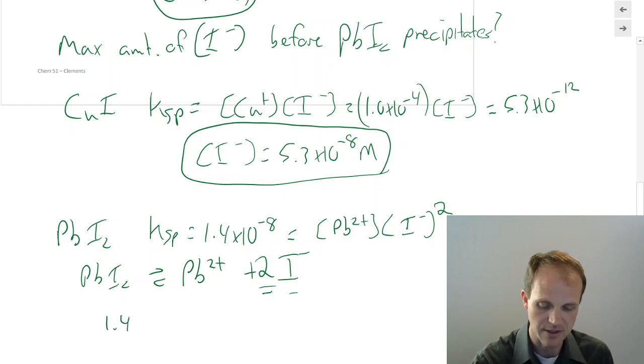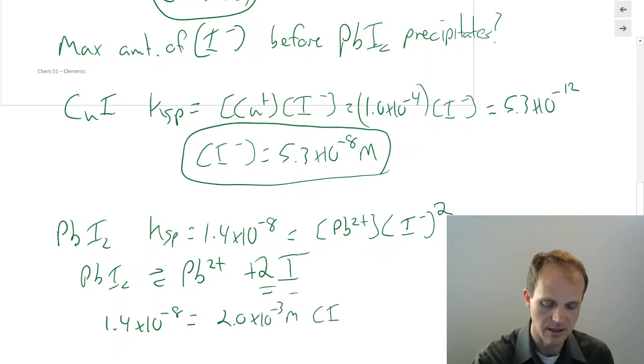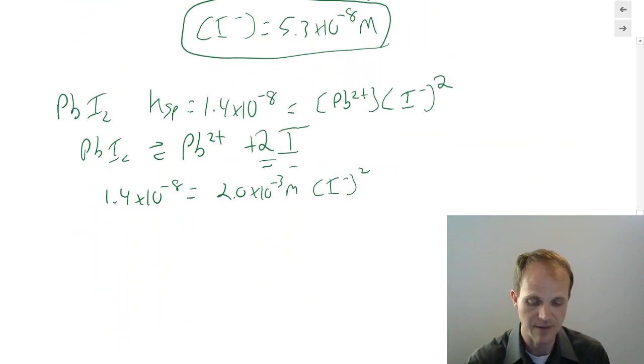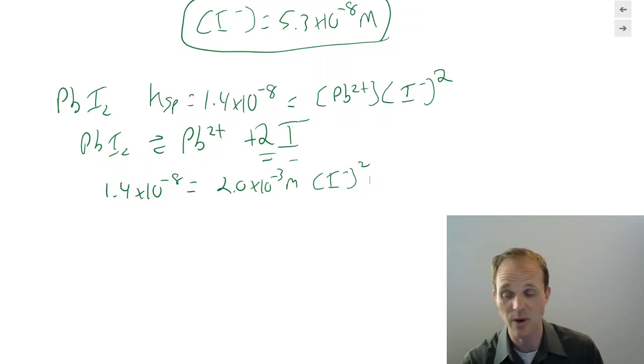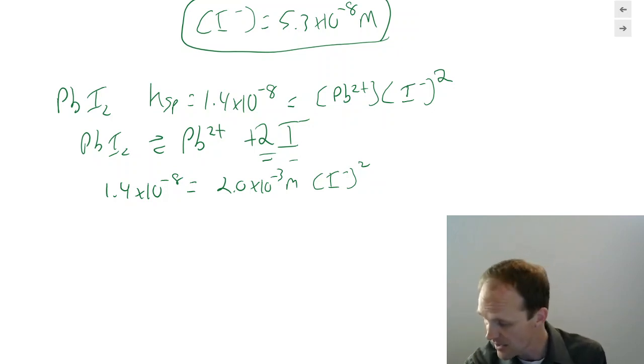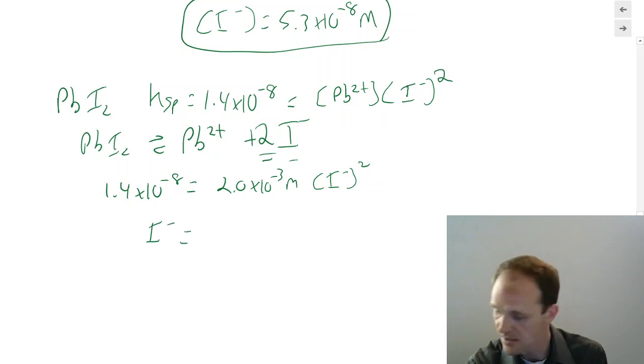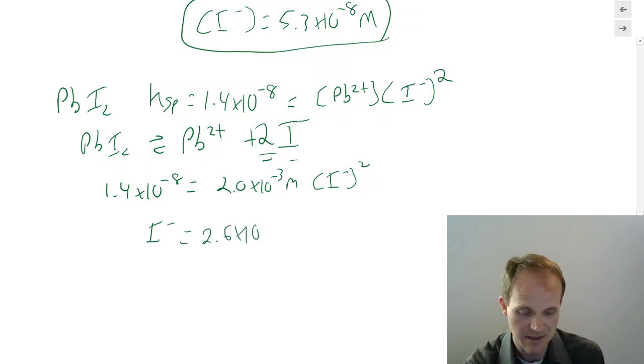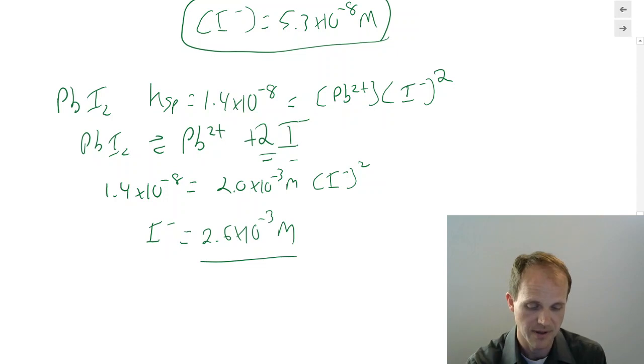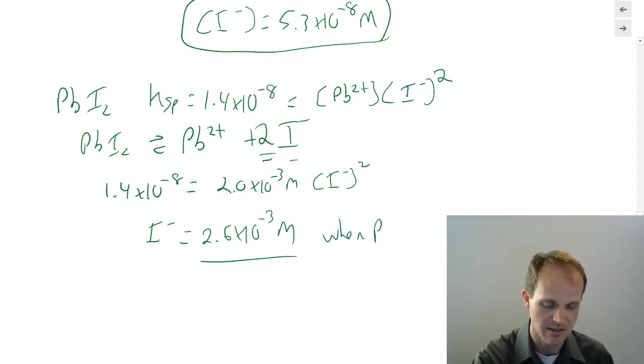We get the KSP, 1.4 times 10 to the minus 8th, is equal to our lead concentration. That was given to us as 2.0 times 10 to the minus 3rd molar. And then I minus squared. So I divide both sides by 2 times 10 to the minus 3rd. I take a square root, and I get that I minus is equal to 2.6 times 10 to the minus 3rd molar. Okay. And that is when my lead starts to precipitate.